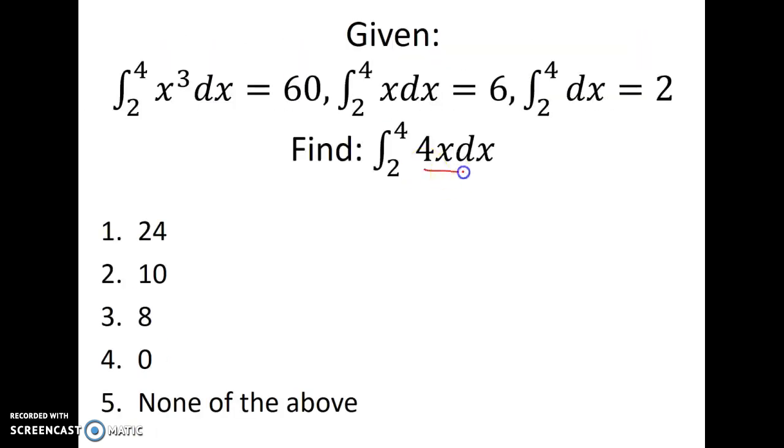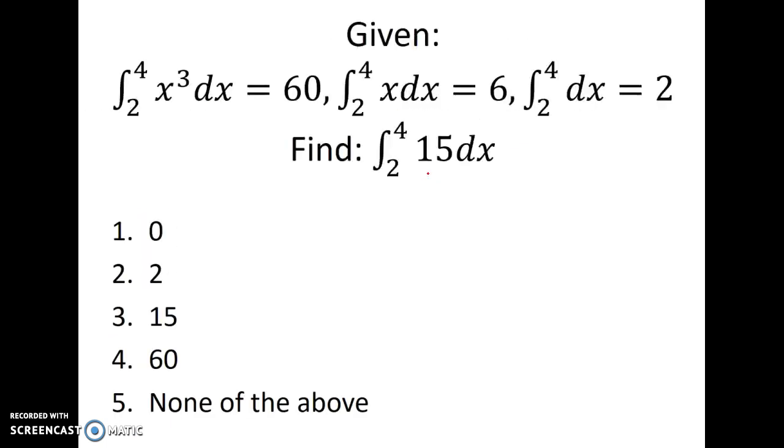Next, look for 4x dx, or x dx, and then it's 4 times that. So here's x dx, it's 6 units, so now 4 times that. 2 to 4 of 15. 15 is a coefficient. You basically can take the 15 out and find the integral of 2 to 4 of dx, which is given, and then times it to the 15.